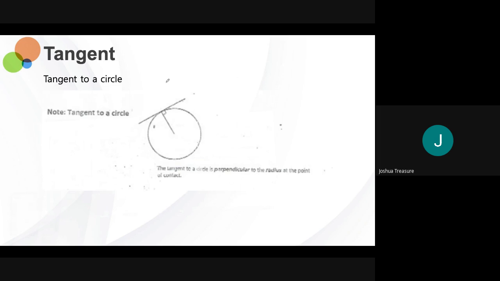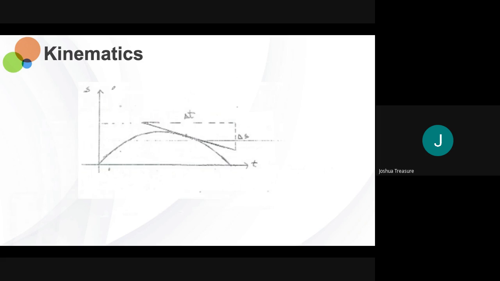Tangent to a circle. This is just to ensure that we understand a tangent is perpendicular to the radius at the point of contact. Here is another tangent, and we find the slope. Just some examples of tangents. As I said, this curved graph suggests acceleration, and if you wanted to find the instantaneous velocity at this point, you would do it there.